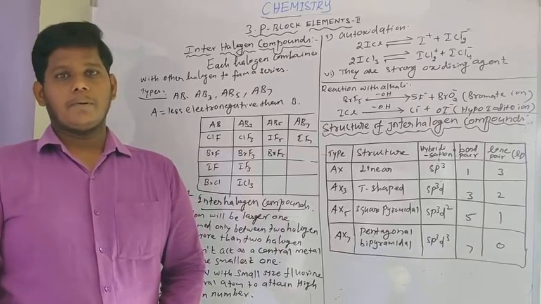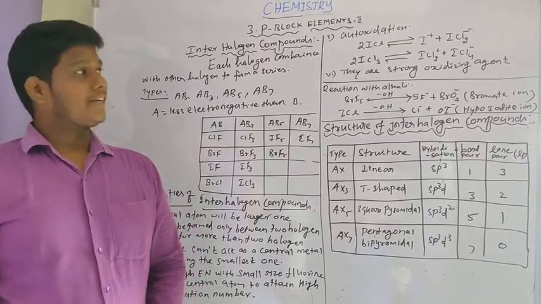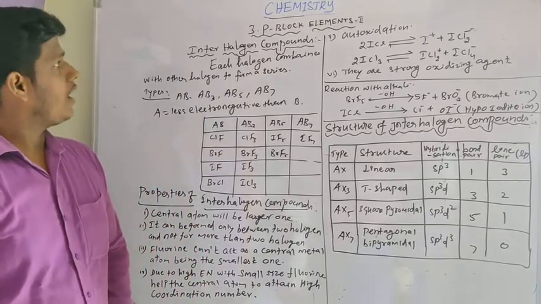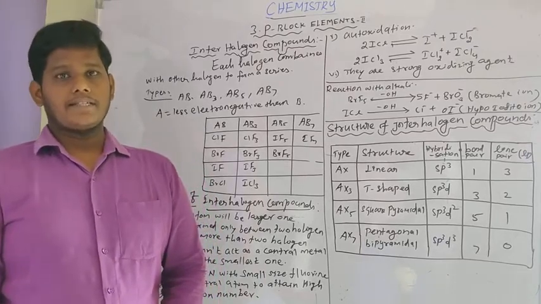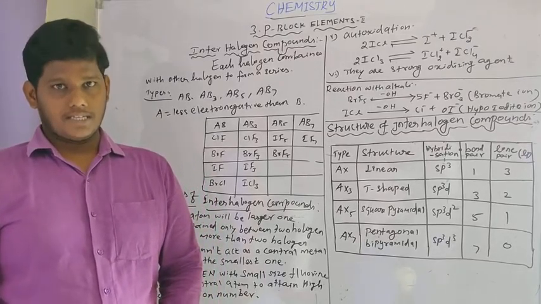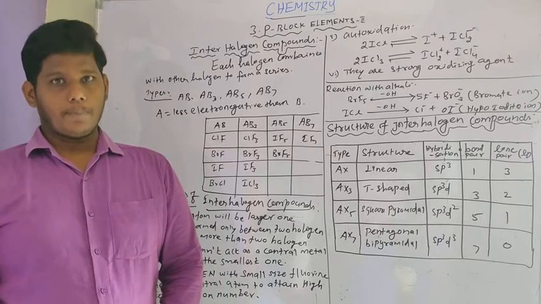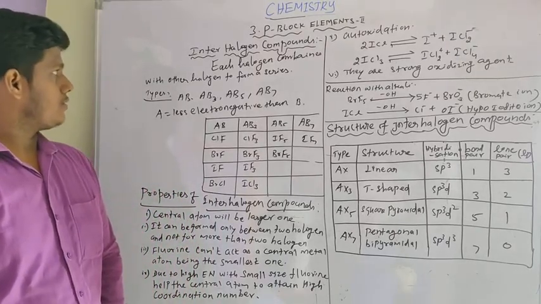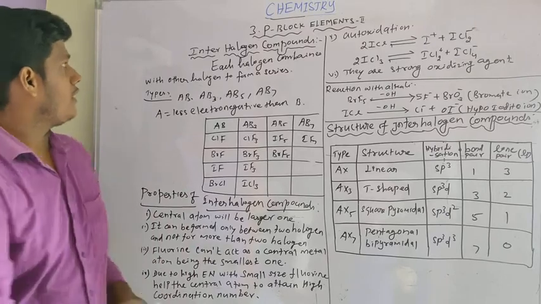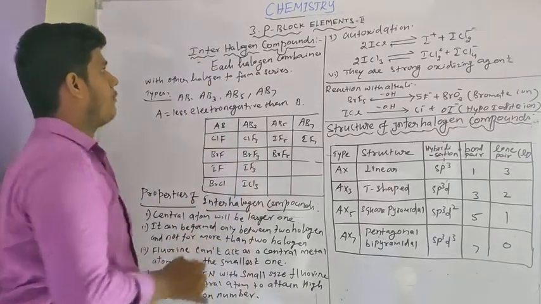Now we will start p-block elements 2. The topic is interhalogen compounds. In our previous video, we discussed hydrogen halides, that means HX, and some properties. Now we will discuss interhalogen compounds in this video. Okay, first of all, what is an interhalogen compound?